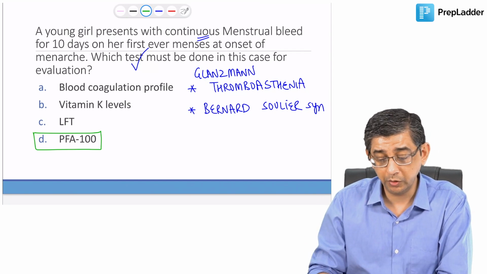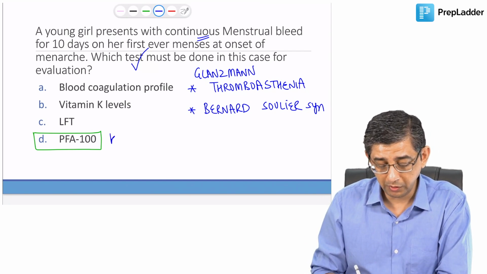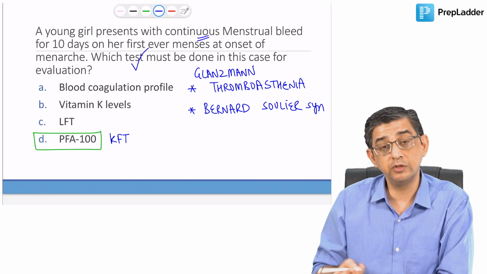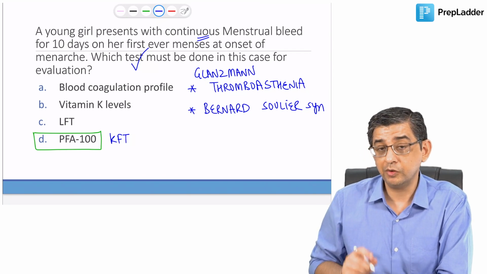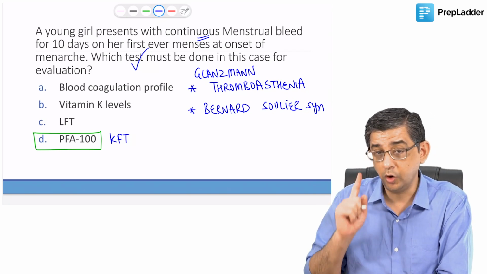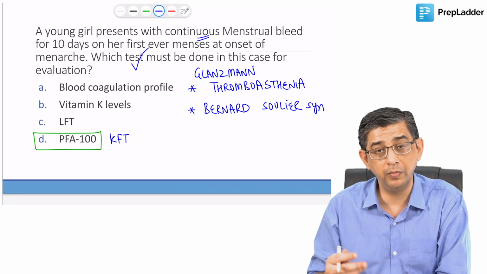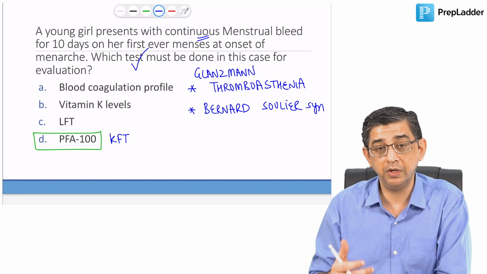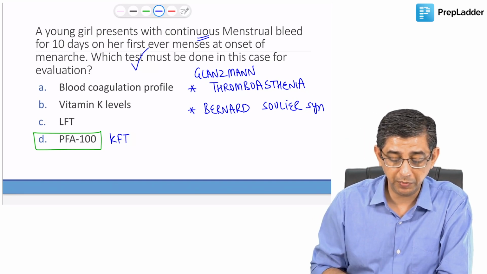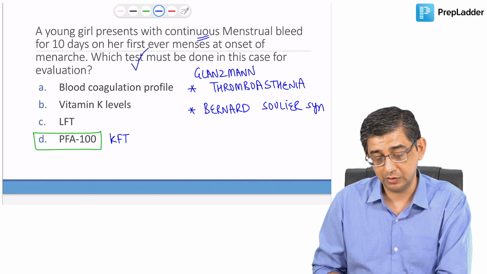So I asked them, okay, what do you think was in the options? Then one of the chaps said, sir, I think it was KFT in the options. If the question is given as what I've written now before you, if PFA 100 is not in the options, then the answer would be A, blood coagulation profile. However, if blood coagulation profile and PFA 100 both are given, then the correct answer is option D.